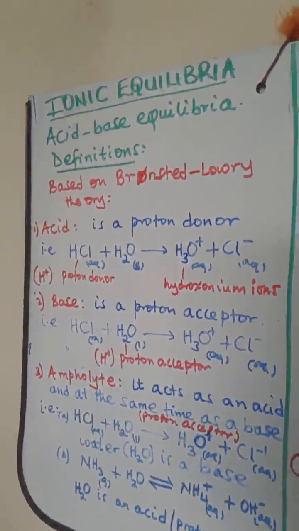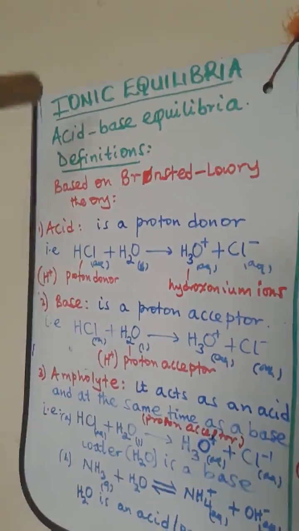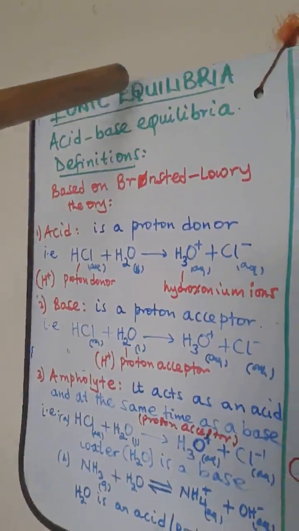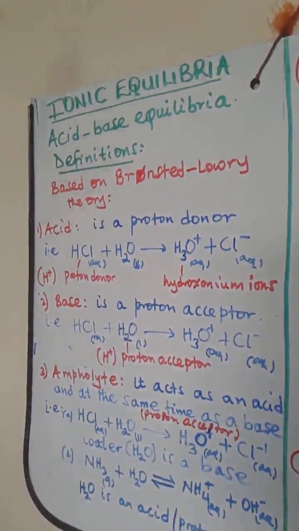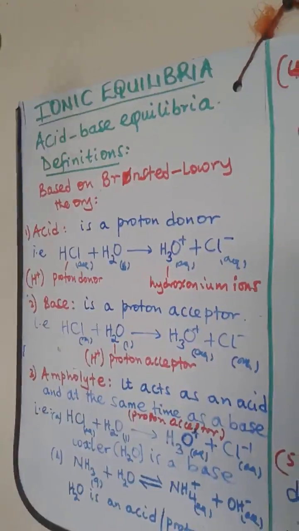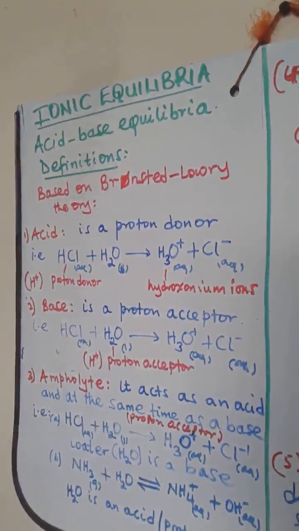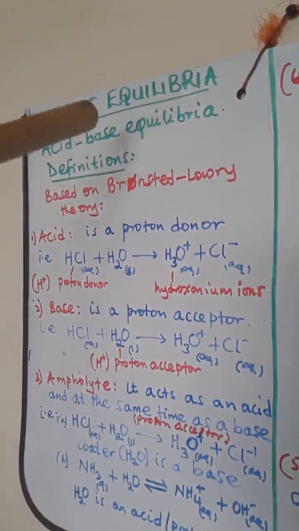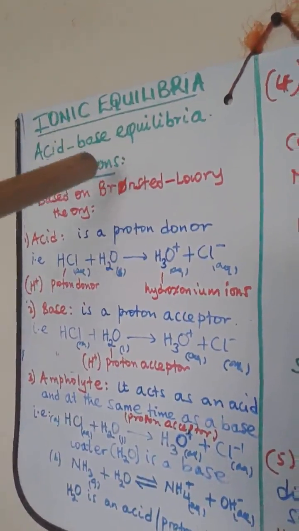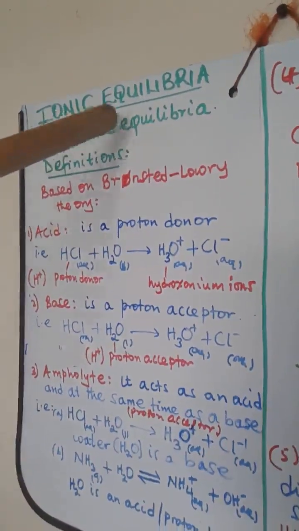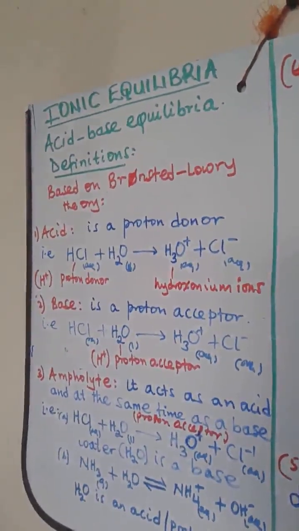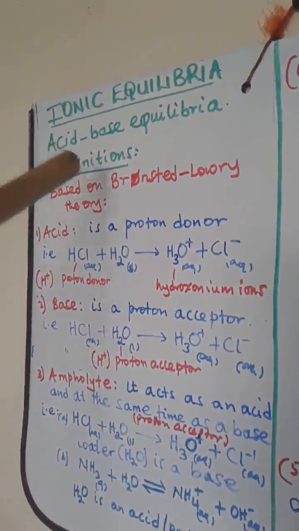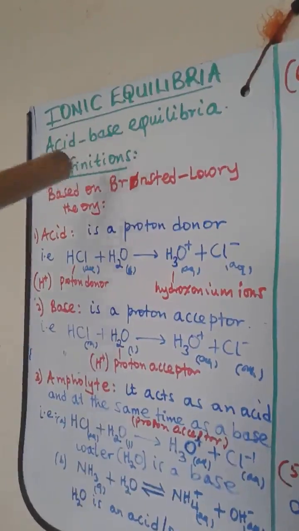We are finishing up the topic of equilibria and we are going to look at ionic equilibria. Now, all along, those 5 videos that we did were trying to look at chemical equilibria. Now, this is ionic equilibria, and in ionic equilibria, we talk about acid and base. That's why sometimes we call it acid and base equilibria.